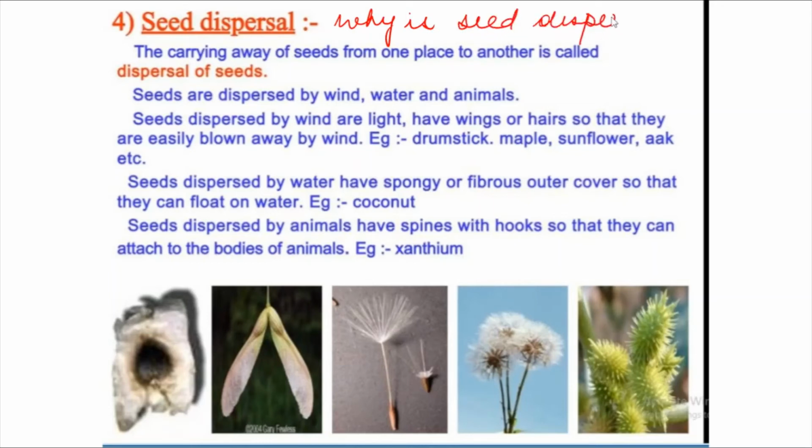The answer is that, children, if the seeds remain in the place where the parent plant is present, then in that case all the seeds, maybe 90% of the seeds, because it is not necessary that all the seeds will successfully germinate, that is why I am saying, but maximum of them will germinate in the place where the parent tree or plant was there, okay.